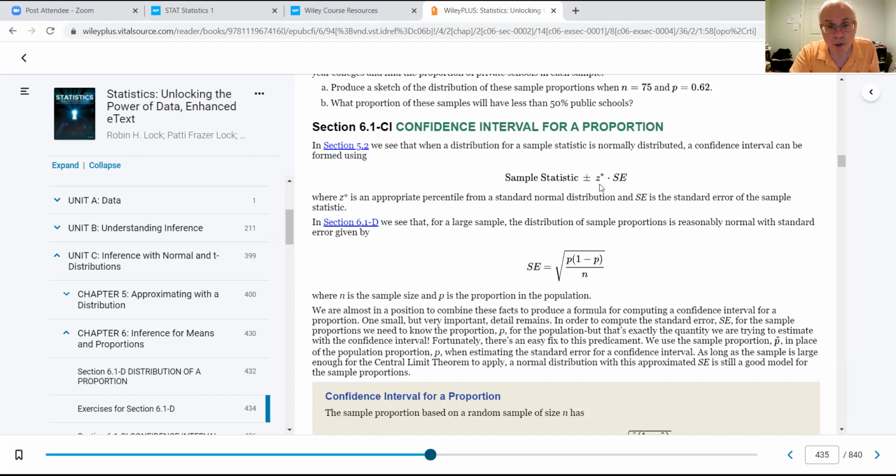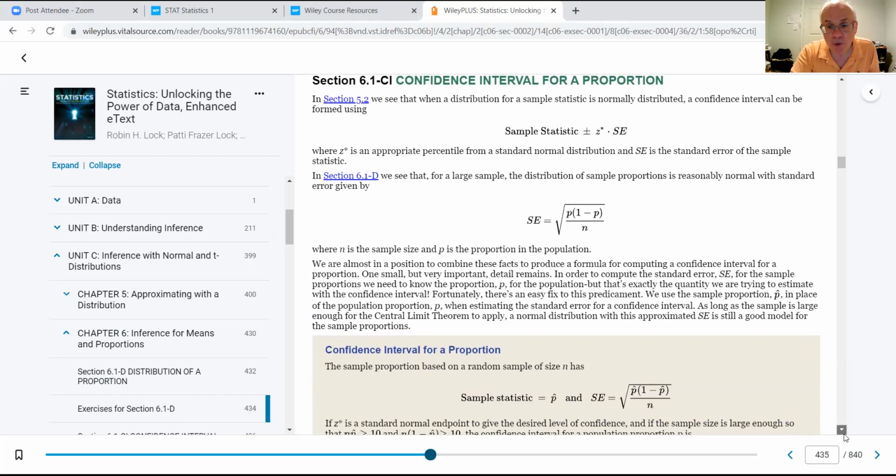There's a z with a star there. I would call that the critical value, and I'll show you how to find that. And then SE is the standard error. And what's a standard error again? The square root of the proportion times 1 minus the proportion divided by the sample size.